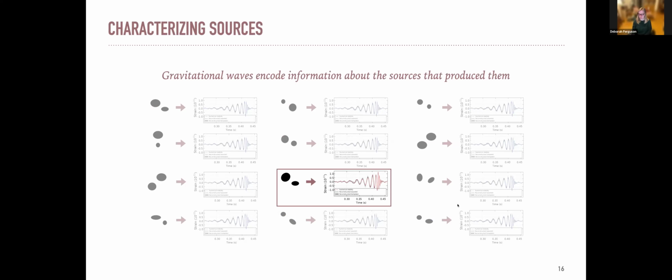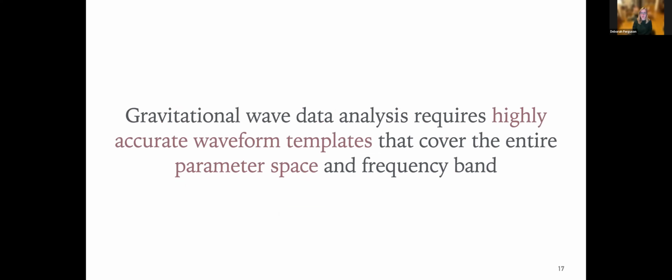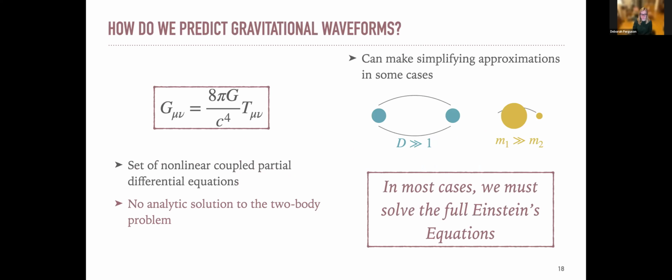There's lots of different ways that we do this. The most straightforward of which that's nice to go learn about is matched filtering. But it's basically the idea of comparing all of your template bank against your data and seeing which one matches best. So that means that gravitational wave data analysis, especially for next generation detectors, though I'll discuss why a little more detail later, is going to require highly accurate waveform templates that cover that entire parameter space and frequency band of possible detections.